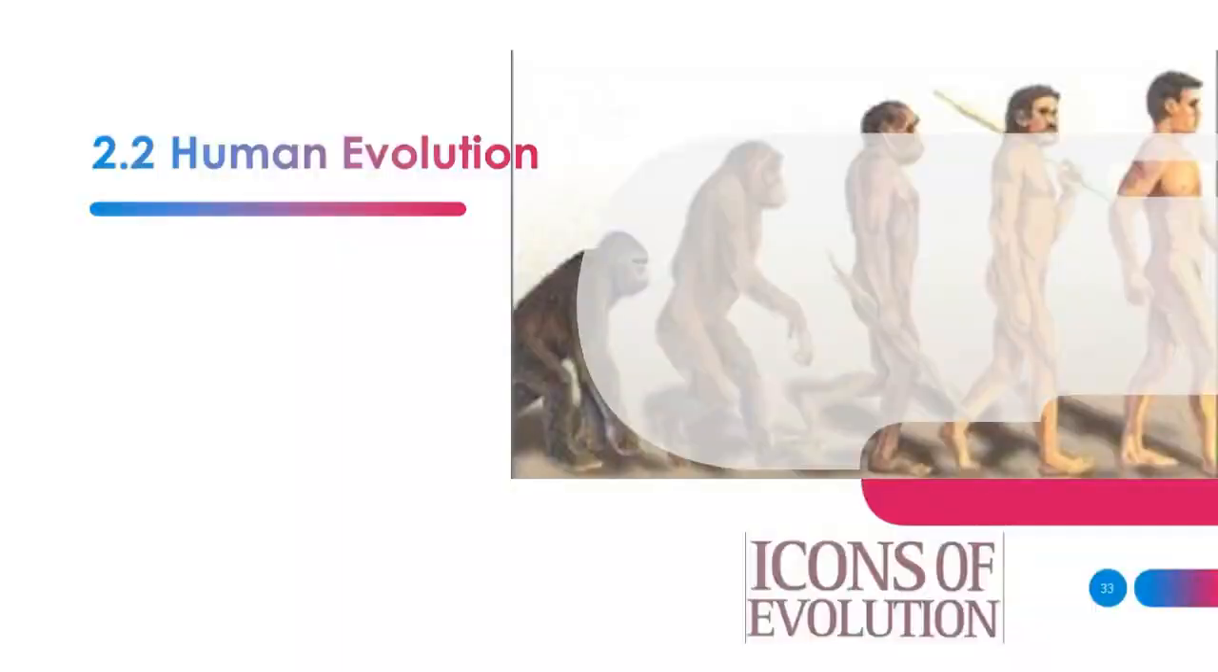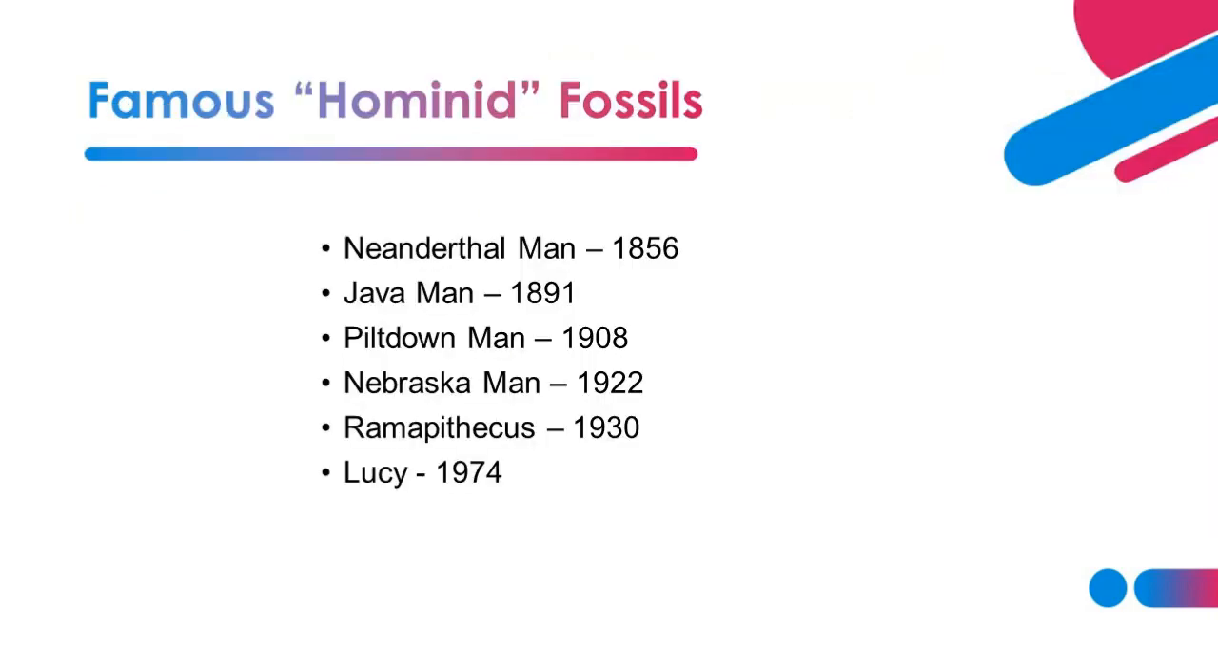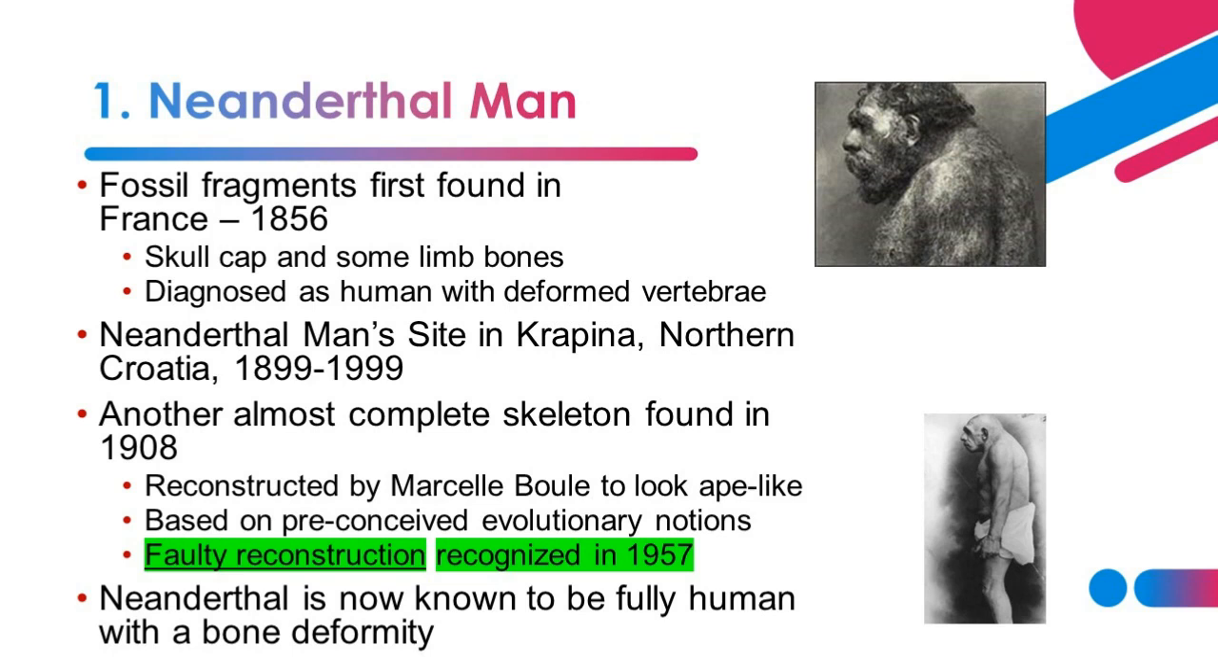We go to human evolution. Human evolution, of course, they are shoving it down our throats because they don't want God in the image. And these are the famous human fossils: Neanderthal man, Java, Piltdown, Nebraska, down to Lucy. I won't talk about many of them, only Neanderthal man and Lucy.